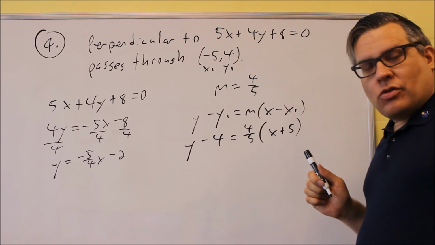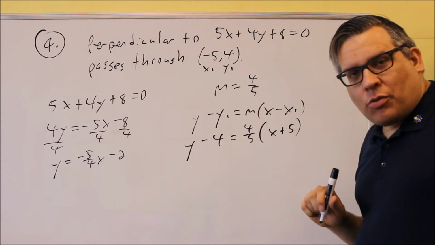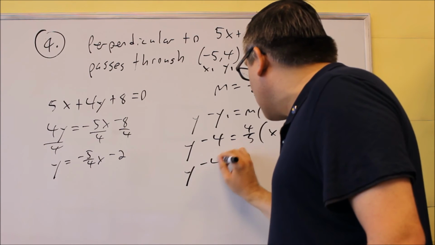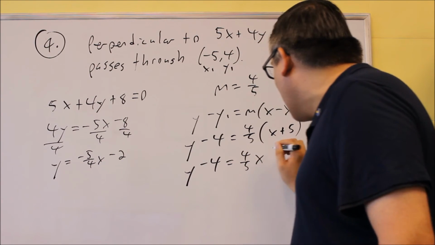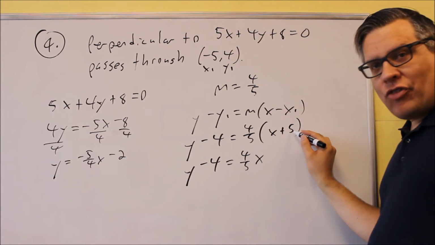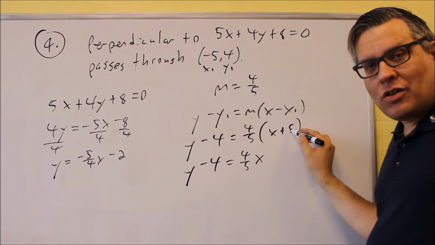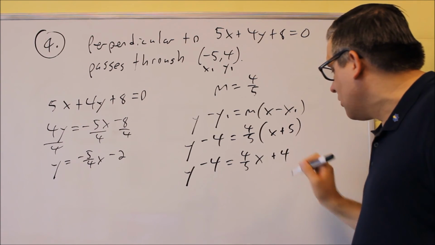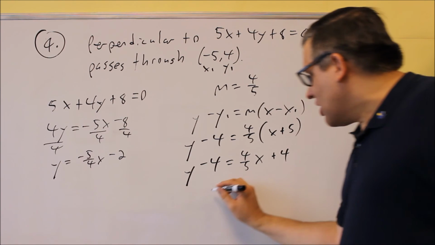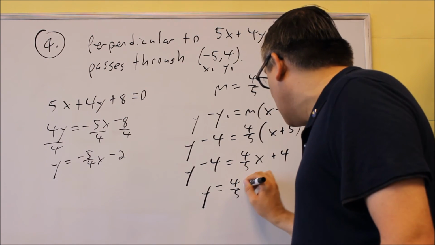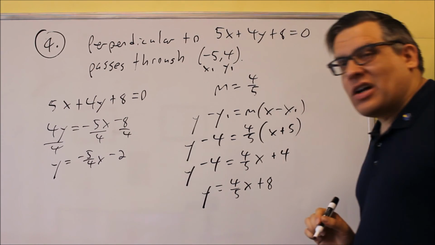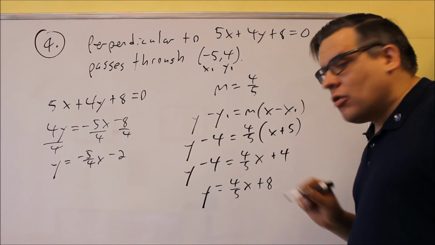We need to keep working through this until we get into slope-intercept form. So we're going to do y minus 4 equals 4/5 x. And then we multiply it by the 5. 4/5 times 5 over 1. The 5's will cancel. You'll get plus 4. Then we just add 4 to both sides. So you get y equals 4/5 x plus 8. And then this would be your final answer.